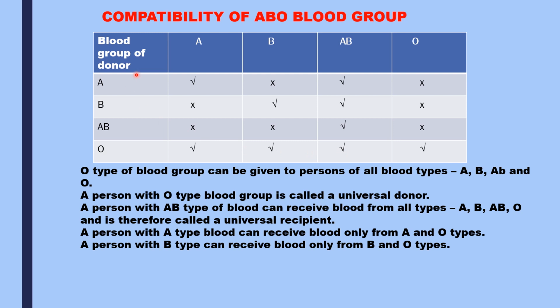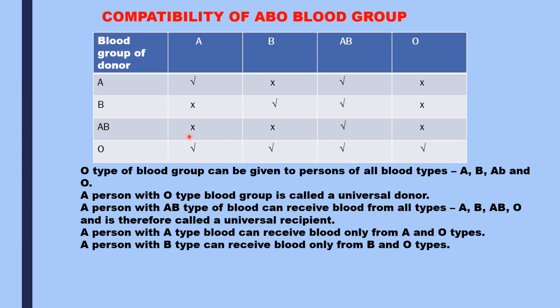This is the compatibility chart of ABO blood group. These are the 4 blood groups of the donor, and these are the 4 blood groups of the recipient: A, B, AB and O. Now you will find that a person with O type of blood group can give blood to persons of all the 4 types of blood group. That is, a person with O type can give blood to a person with A type, B type, AB type and O type of blood group. Therefore, a person with O type of blood group is called a universal donor.